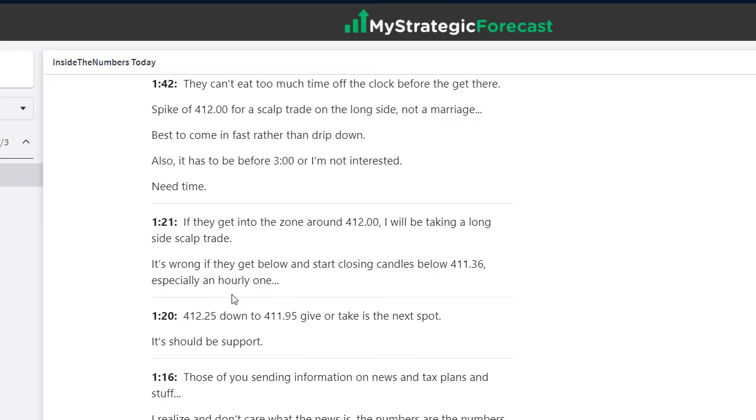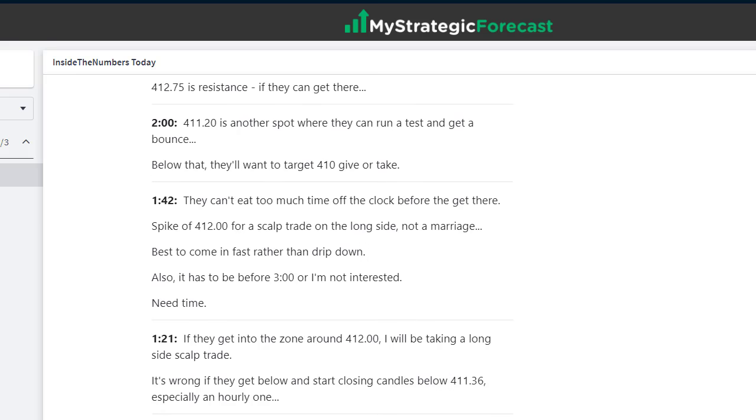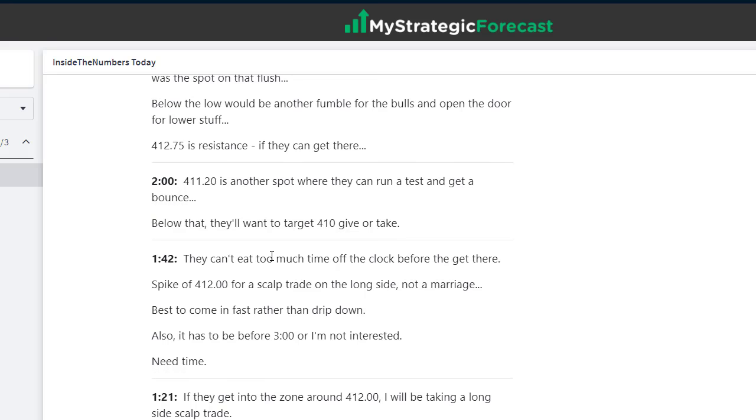Let's see what else we have as we scroll up. Now here's where the post was, 120. 412.25 down to 411.95, give or take, is the next spot. It should be support. If they get into the zone around 412, I'll be taking a long side scalp trade. If it's wrong, if they get below and start closing below 411.36, remember that number from before. Of course you do. They can't eat too much time off the clock before doing it. A spike of 412 for a scalp trade on the long side, not a marriage.